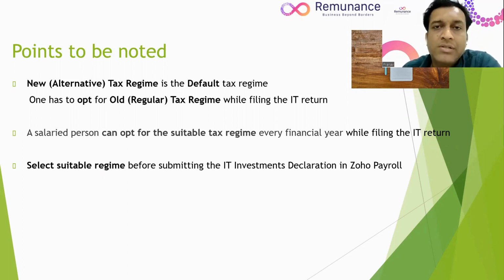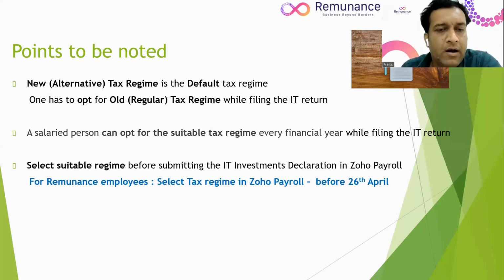So you have to select your regime this month, April, and declare your investments. Of course, in the new regime, there is no need to declare anything, but you first fill up the investments, and then there is a facility to compare both the regimes. So we'll see that. The timeline, as we are discussing this month, April, for Remunance employees, is 26th April. That's when we are going to freeze the declaration and regime selection for the month of April.